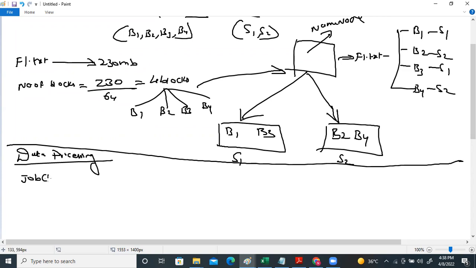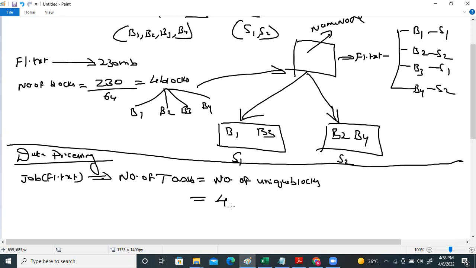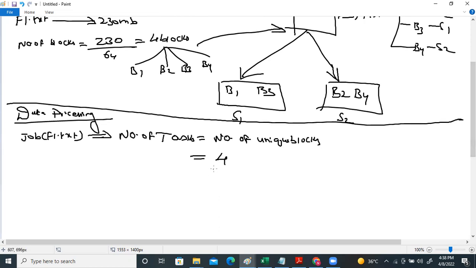The job is to process this f1.txt. The job is always divided into tasks. How many tasks depends on the number of unique blocks. How many blocks here? 4 blocks. Means how many tasks here? The number of tasks always depends on the number of unique blocks: T1, T2, T3, T4.